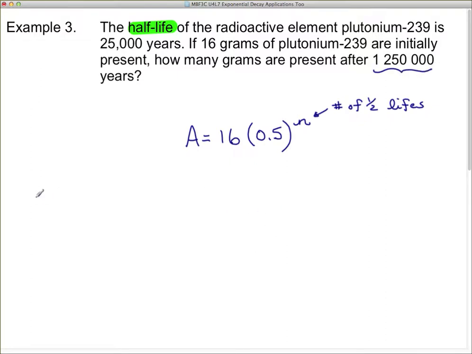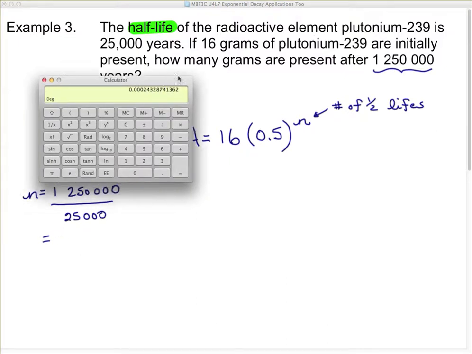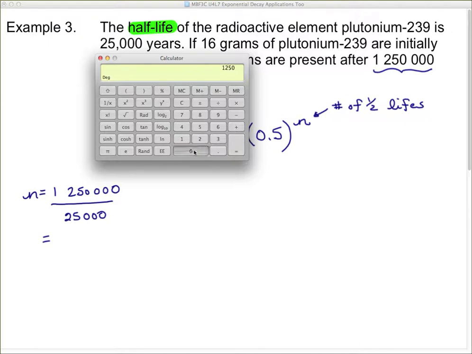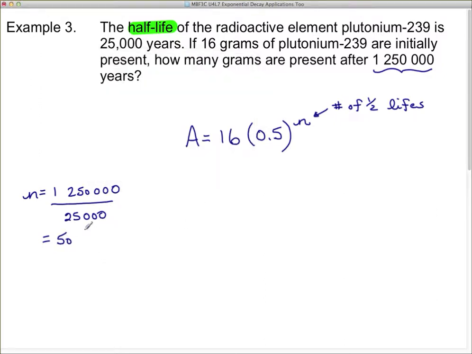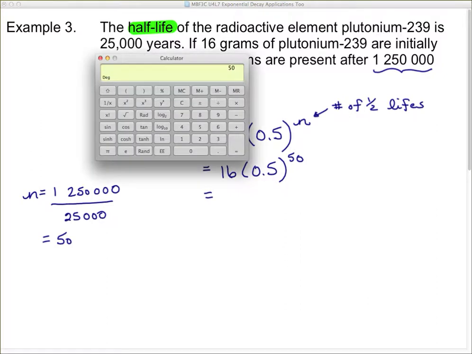Well, let's do a quick calculation over here. N is going to equal the number of years divided by the half-life. And this will give us how many half-lives we have. So 1,250,000 divided by 25,000 equals 50. So it will have cut itself in half 50 times. So 16 times 0.5 to the 50, and let's punch that into our calculator.